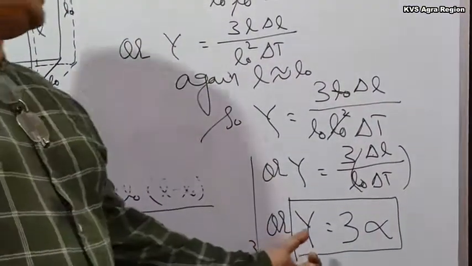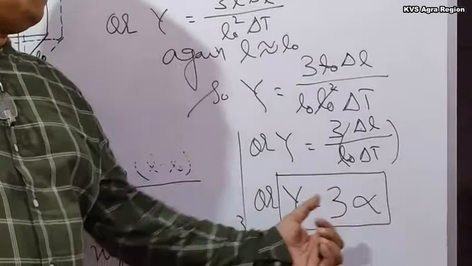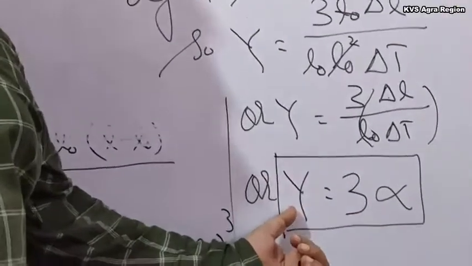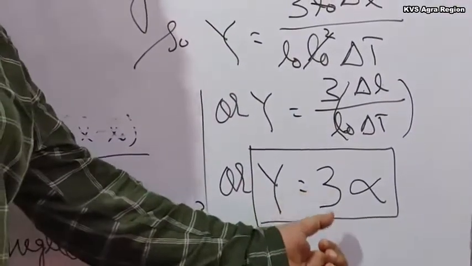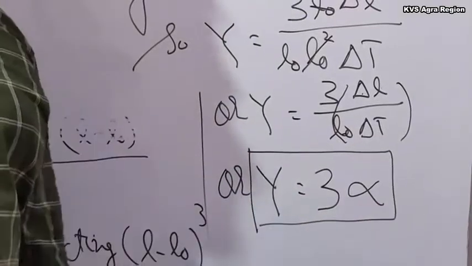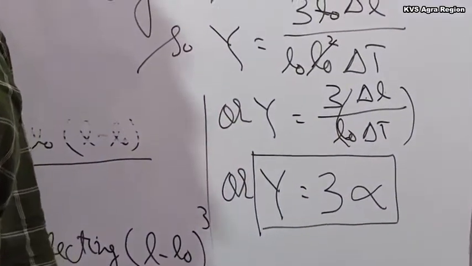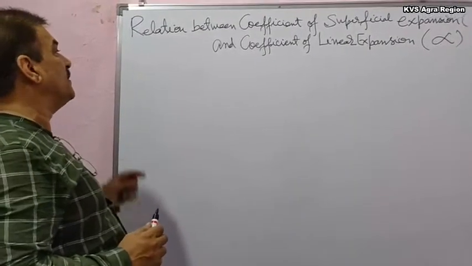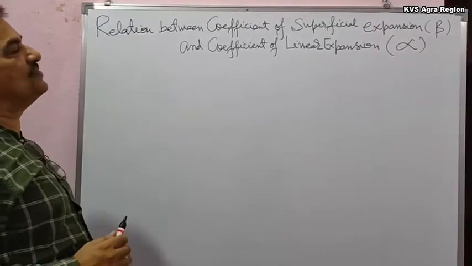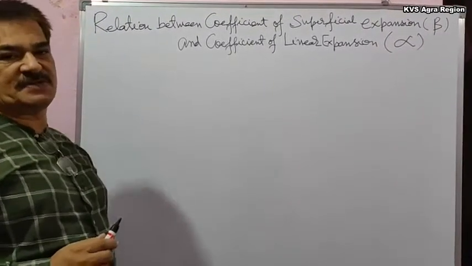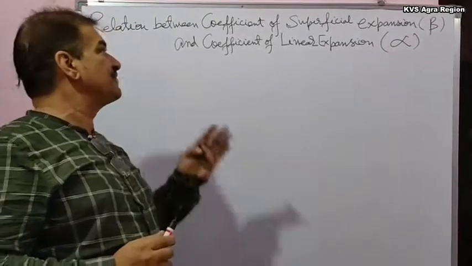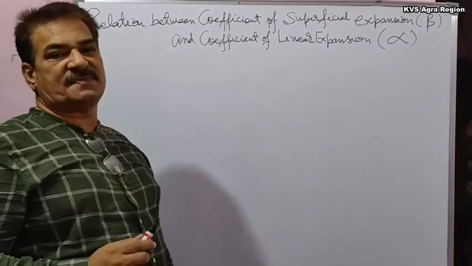So this is the relation between gamma and alpha. The coefficient of volume expansion is 3 times the coefficient of linear expansion. Now, the relation between the coefficient of superficial expansion, that is beta, and the coefficient of linear expansion alpha.